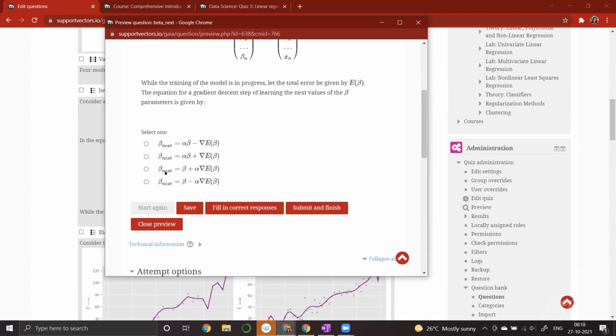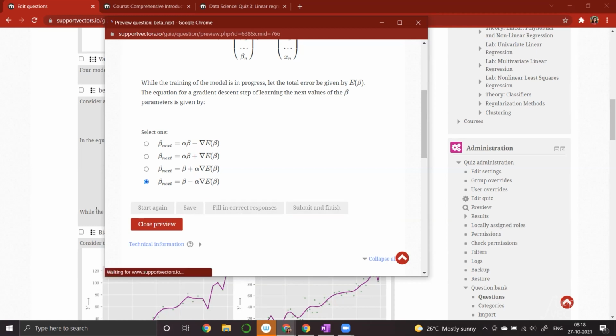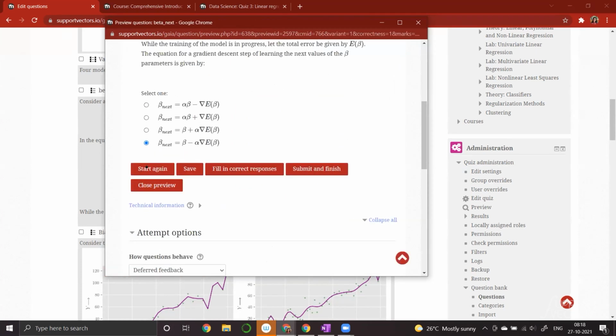So we know that beta next is equal to, we go just like Sachin said, in the direction opposite to the gradient, right? So we need to go in the direction opposite, and then the size of the step depends on the learning rate here. So the answer would be this. Let's just check if I'm right. Yeah.